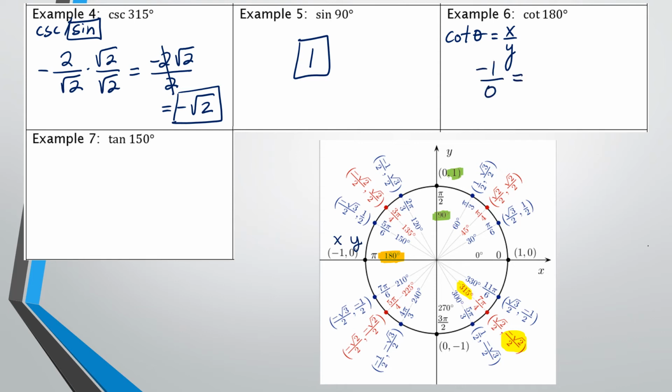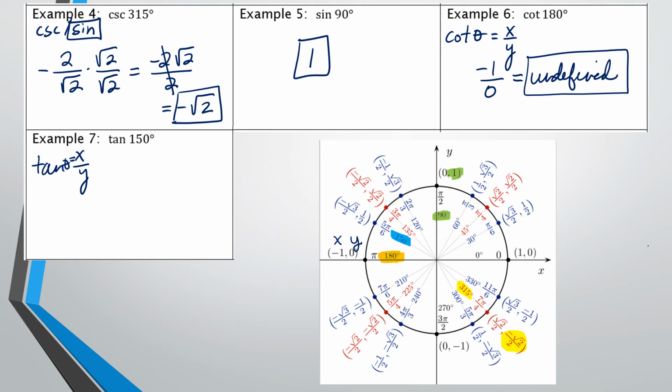Anytime you're dividing a fraction by 0, the answer is going to be undefined because you can't divide by 0. Last example is tangent of 150. So again, remember that tangent of theta is equal to y over x. So I'm going to find my angle, which is 150. That is right here.